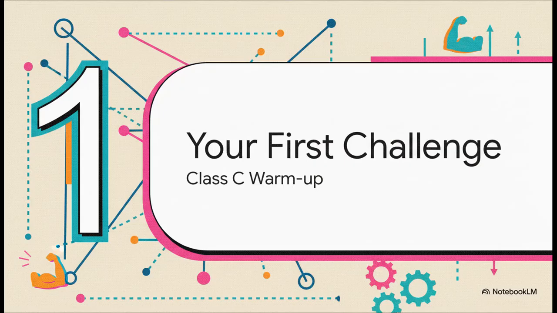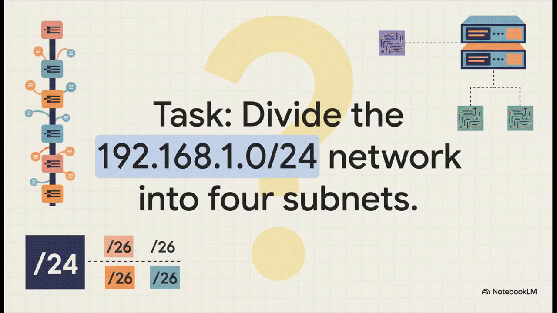Okay, you ready to get started? We're going to kick things off with a classic Class C network problem. Just think of this as a good warm-up, a way to build up our skills and confidence before we get to the heavy stuff. Here is our first mission. You've been handed the network 192.168.1.0 with a /24 prefix. Your task is simple. Split it into 4 distinct subnets. So how in the world do we actually do that?